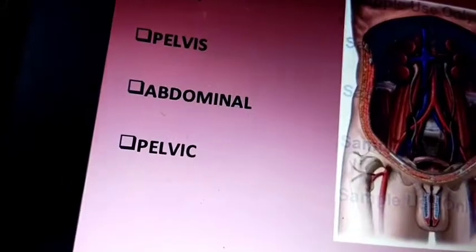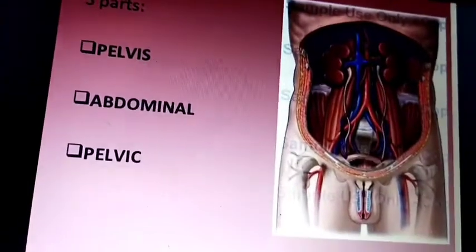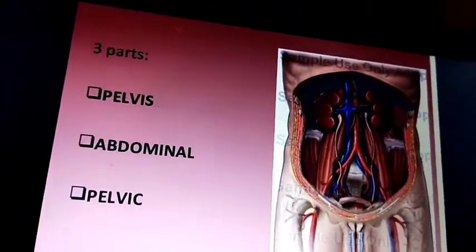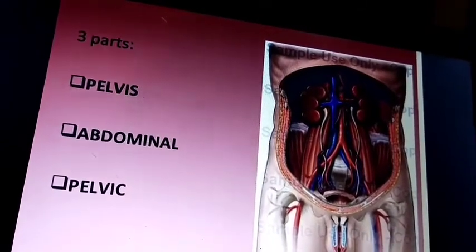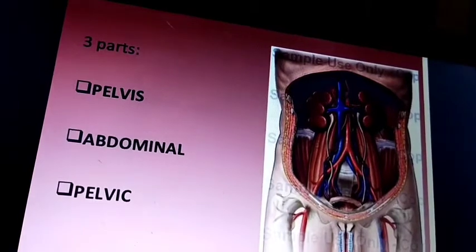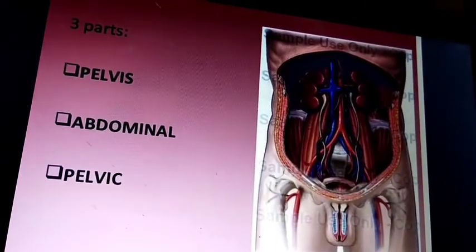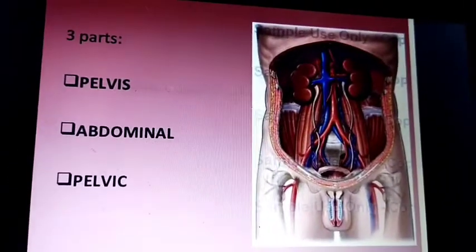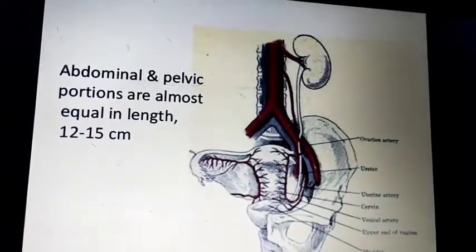In that, this ureter further divides into 3 parts. It is mainly 2 parts, but according to some, they divide it into 3 parts. One is the renal pelvis part, which is in the kidney, then the abdominal part, then the pelvic part. Like that we make the 3 parts of the ureter. Now we can go for the first part.